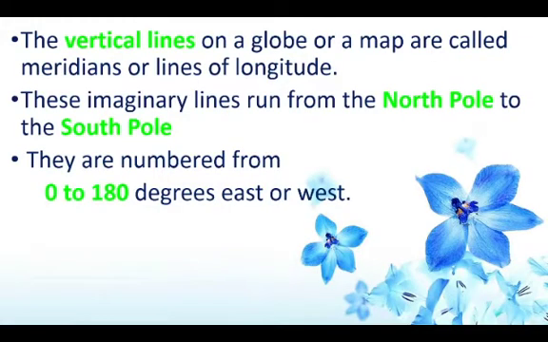The vertical lines of a globe or a map are called meridians or lines of longitude. These imaginary lines run from the North Pole to the South Pole. They are numbered from 0 to 180 degrees east or west.